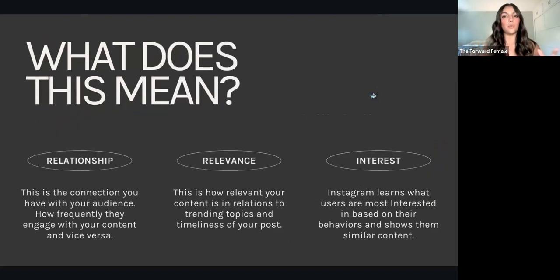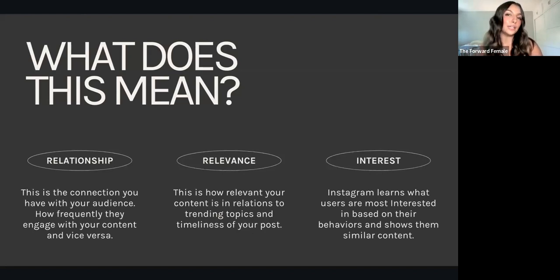So what does this mean? What is actually important on Instagram? So we can chalk it up to 3 different things. So 1, your relationship with your audience. So this is the connection that you have with them, how frequently they're engaging with your content, and that's really important. And so we'll dive into how we can make sure we're building that relationship as we go through this presentation. But the second thing is relevance.